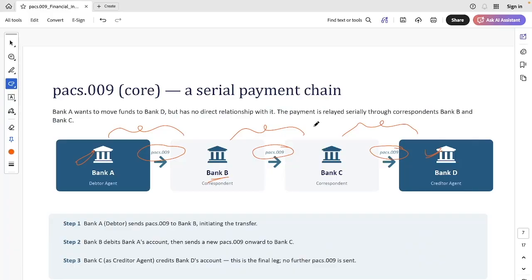The ultimate debtor and the ultimate creditor here, that is bank A and bank D, remain the same, but the instructing agent and the instructed agent change with every message leg. So whenever you see pacs.009 in a serial chain, ask who is sending this specific message, who is receiving this specific message, who is the ultimate debtor financial institution, who is the ultimate creditor financial institution. That will help you understand the message correctly.